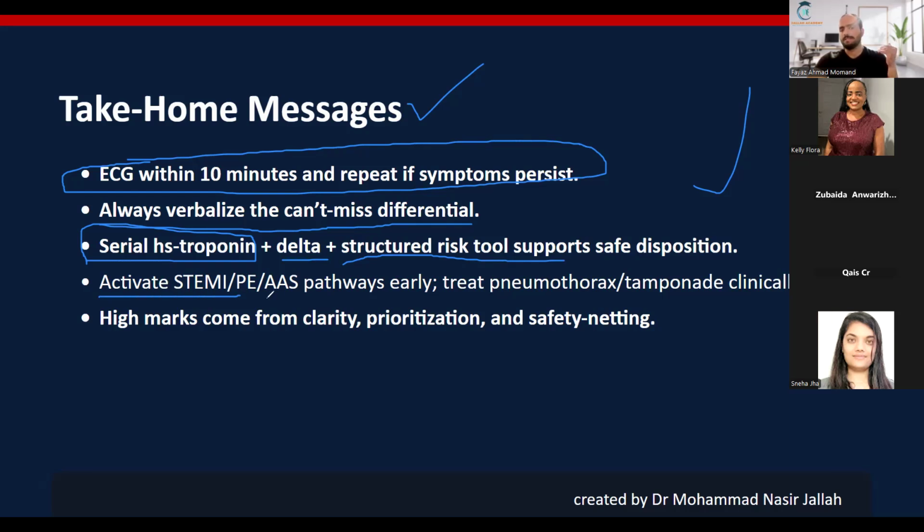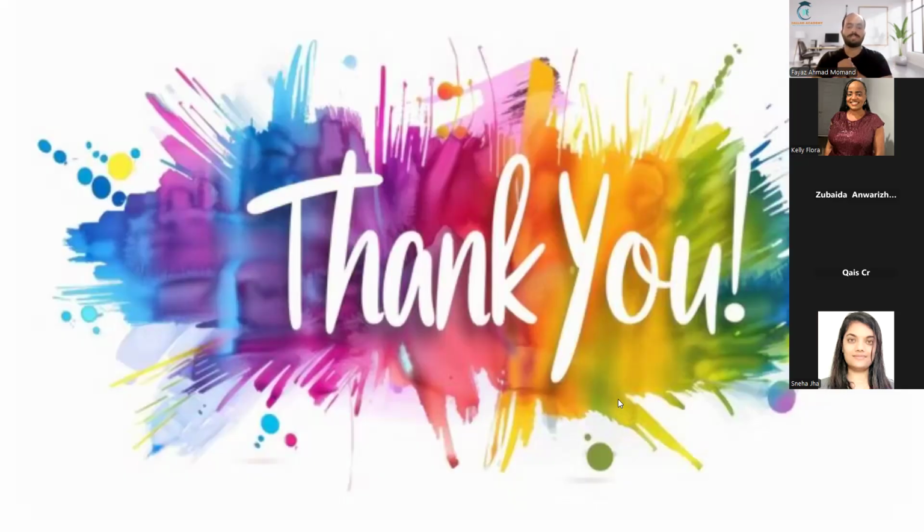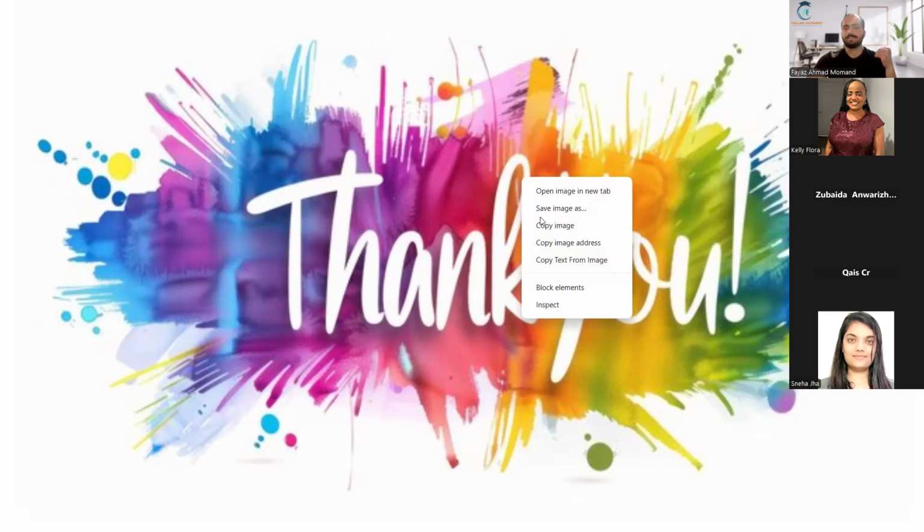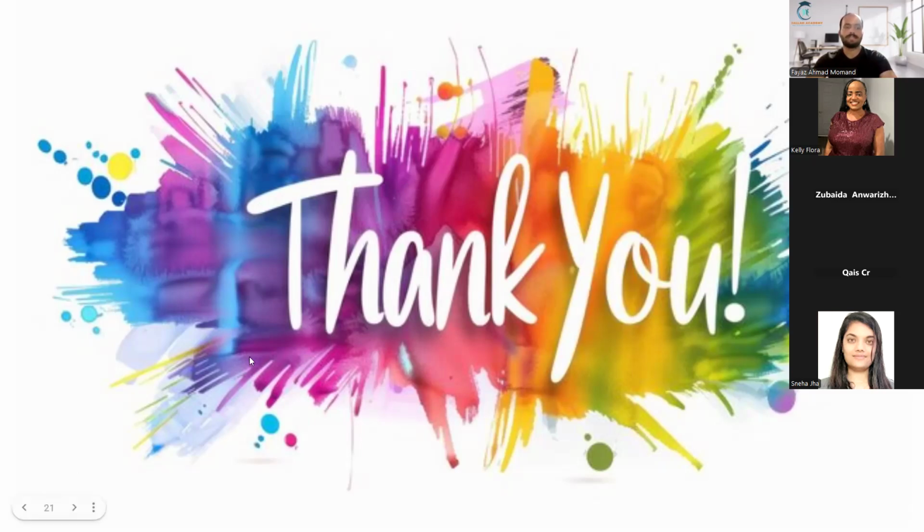Activate STEMI, pulmonary embolism, or aortic syndrome pathways, depending on the diagnosis. Treat pneumothorax and tamponade directly, clinically, without waiting for imaging. And remember that high marks come from clarity. If you're clear about what you're doing, you're confident, and you're prioritizing safety first and safety netting, you're going to score high on that station. That's basically what the expectations are from IMGs who want to take the NAC OSCE exam.